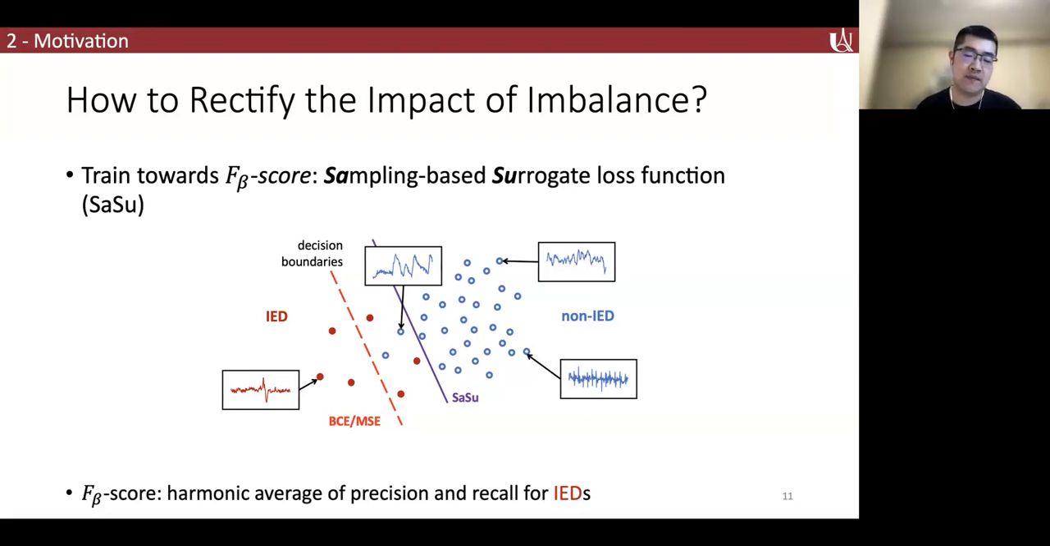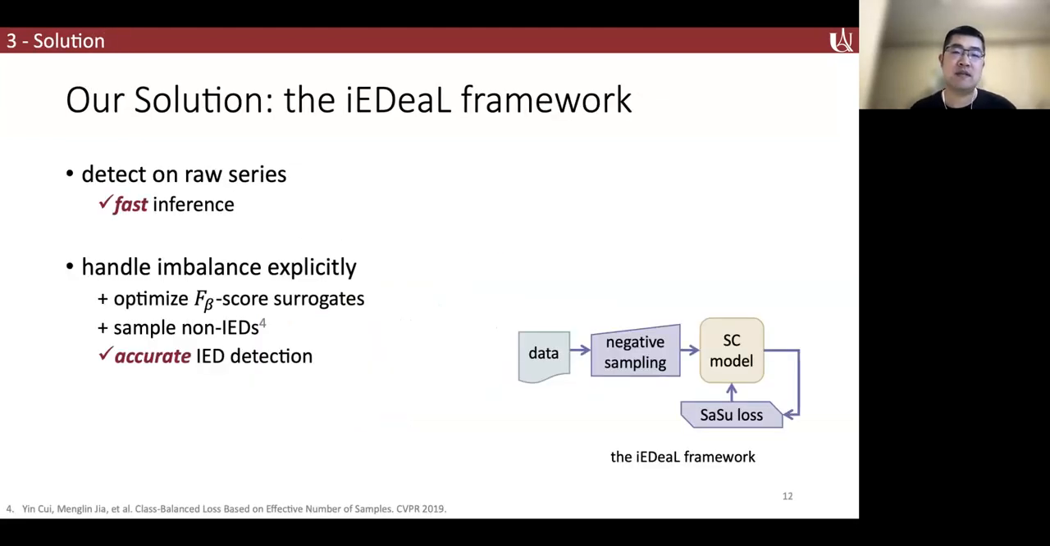rather than the non-IED examples. This is the full picture of our framework, which we call IDEAL. First, IDEAL detects the IED patterns on the raw series. This enables fast inference compared with other state-of-the-art neuroscience methods that work on spectrograms. Second, it handles the imbalance explicitly by deploying the new surrogate loss function. In this loss function, we further employ a sampling-based method to adjust the decision boundaries. By doing so, we enable accurate IED detection based on the IDEAL framework.